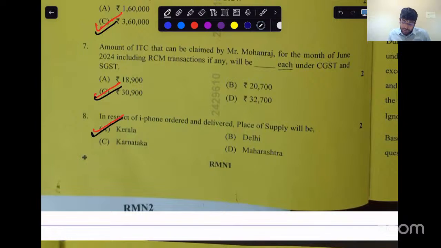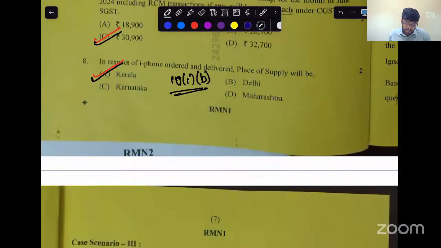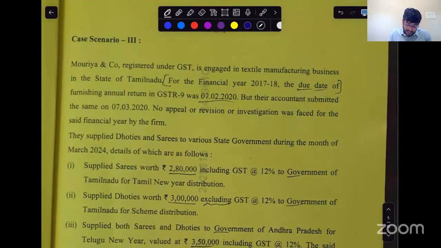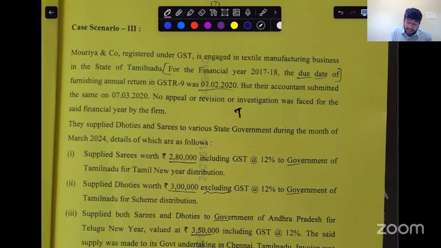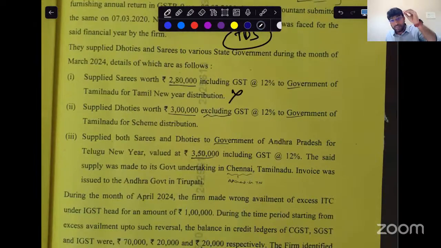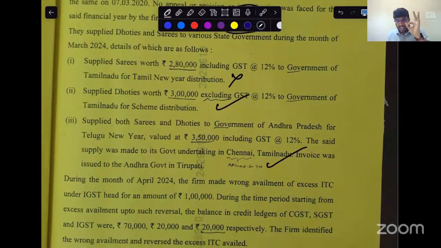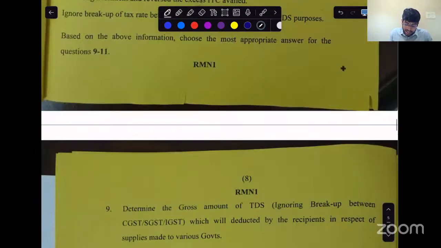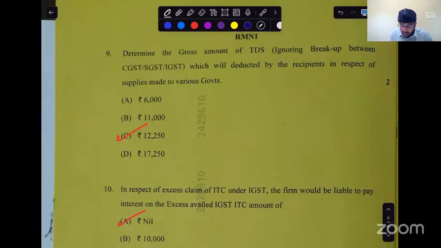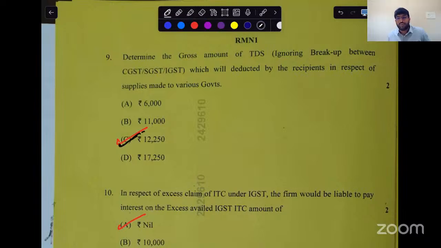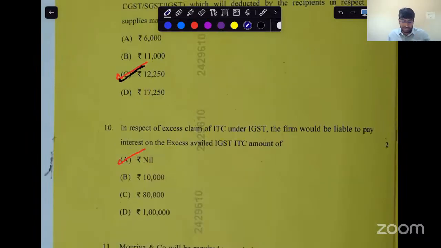Then case scenario 3, again for GST, this was with respect to a lot of points related to TDS. First bit, there is no TDS because it does not exceed 50,000. Second bit, there is TDS. Third bit, there is TDS. Then the ninth question, the answer is option C, 12,250, my dear friends. Then the 10th bit, the answer is option A, nil, because interest liability will not apply, because we will see the total of CGST, SGST, IGST for wrongly availed. So interest liability is 0. Next. 11th bit, 7/2/2026, because we have a time limit of 72 months from the due date of filing the annual return as per section 35. Done.